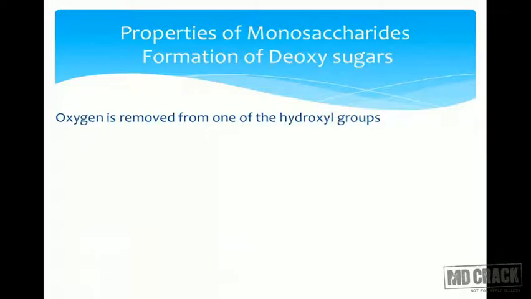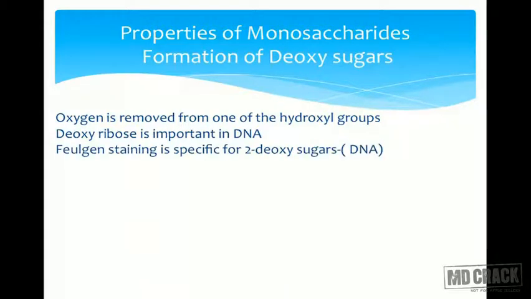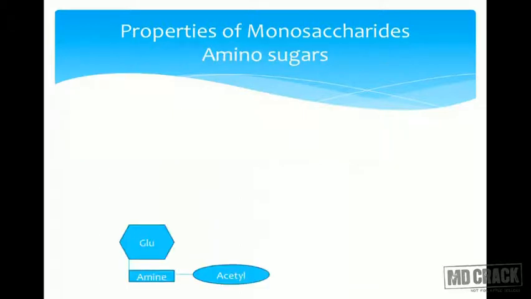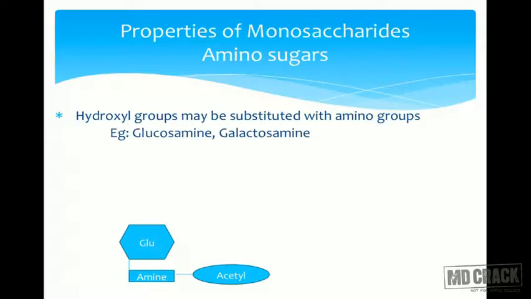Now another thing that can happen is that the oxygen can be removed from the hydroxyl group. It will result in the formation of a deoxy compound. For example, ribose is converted to deoxyribose. It is present in the DNA. And there are specific stains which are responsible for staining deoxyribose, and that is how we can identify DNA in different stains. A little bit about the formation of amino sugars.